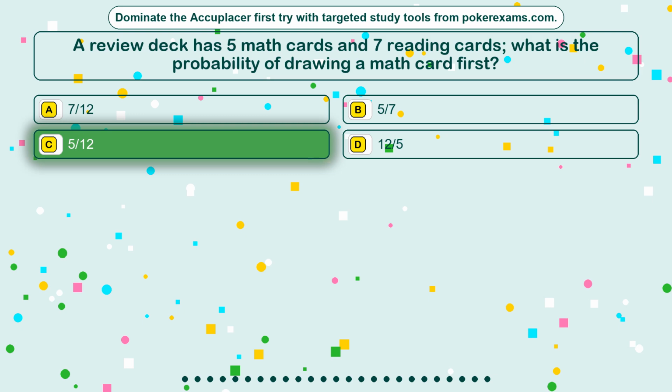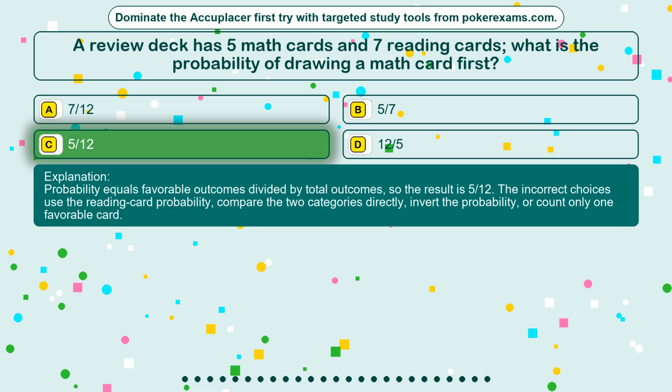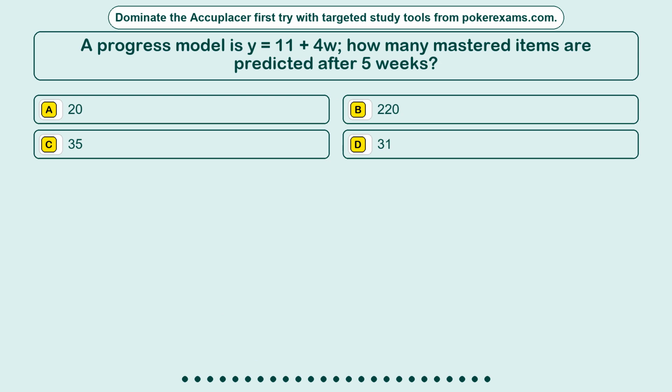The correct answer is option C, 5/12. Probability equals favorable outcomes divided by total outcomes, so the result is 5/12. The incorrect choices use the reading card probability, compare the two categories directly, invert the probability, or count only one favorable card.